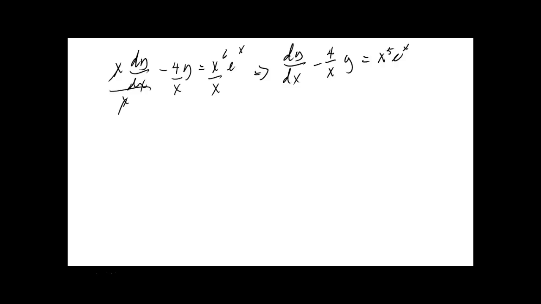And where do we begin once we've got it in standard form? Identify your p of x. And what is your p of x? Negative 4 over x. And what do you do with that p of x? Integrate it. So the integral of minus, I'm going to put the 4 on the outside, dx over x. You agree that's what it is. What would that be? Yes, minus 4 ln x. Okay? Good.